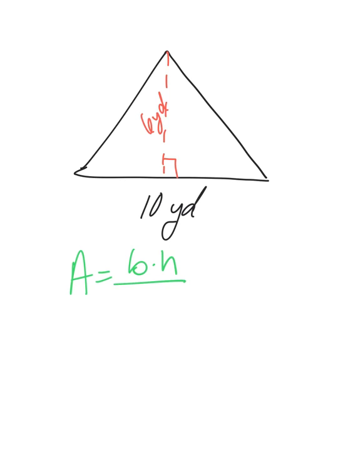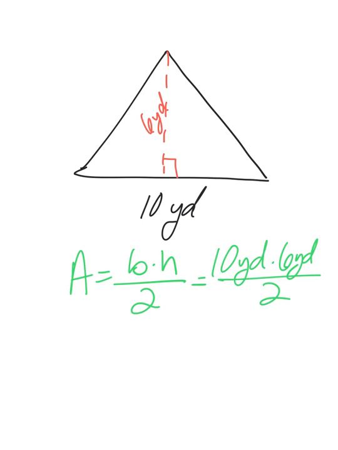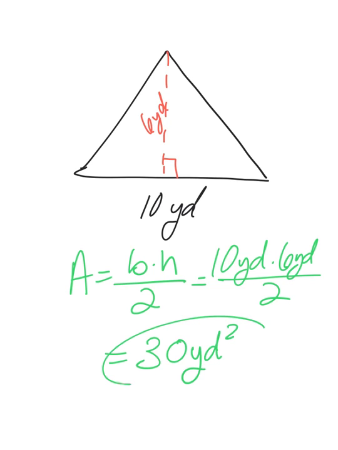Again, base times height divided by 2. So in our case, it would be 10 yards times 6 yards divided by 2. 10 times 6 is 60. 60 divided by 2 is 30. So it would be 30 yards squared. And there you go. So make sure when you get to these, you make sure you know your heights.